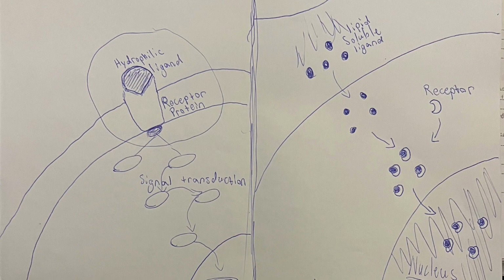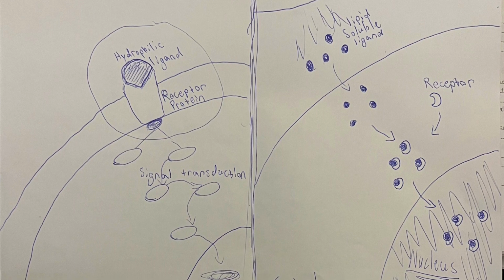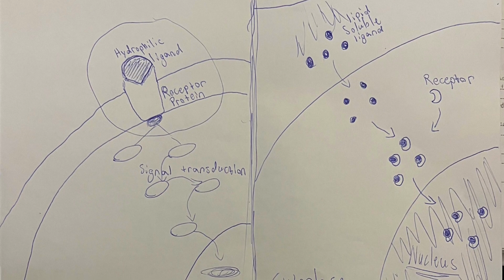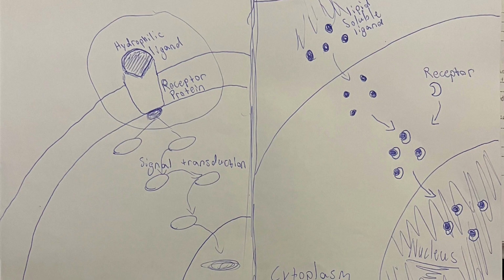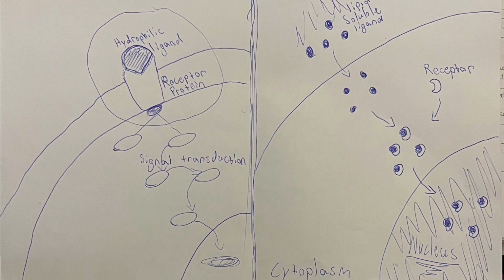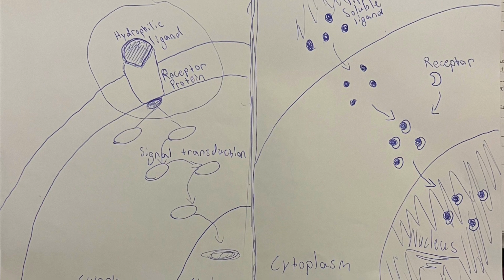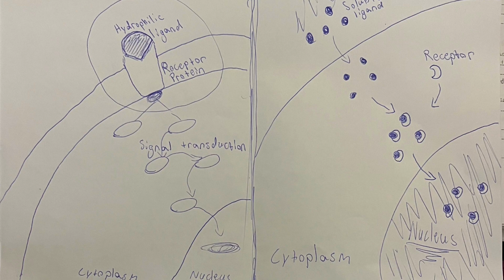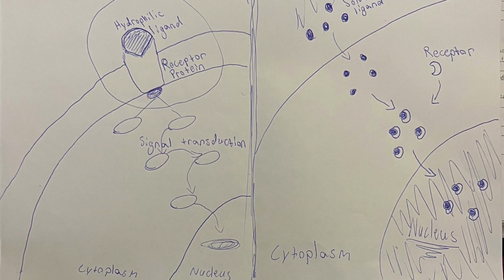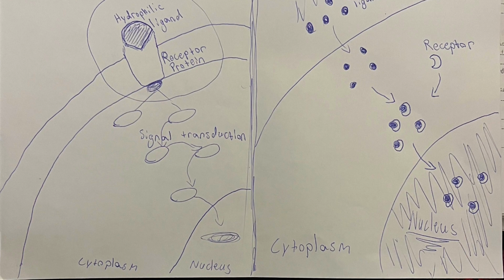The other type is the intracellular receptors. This is when a ligand is lipid soluble, meaning it's able to diffuse right across the membrane, and it binds to a receptor inside the cell. This receptor allows the ligand to bypass the transduction pathway and travel directly to the nucleus to start the cell process.